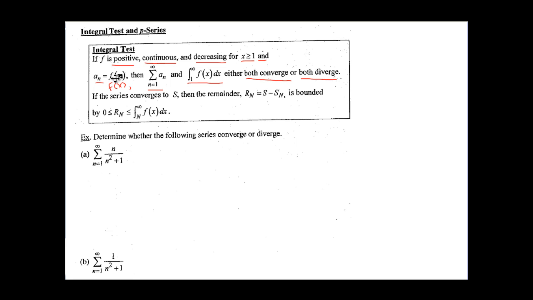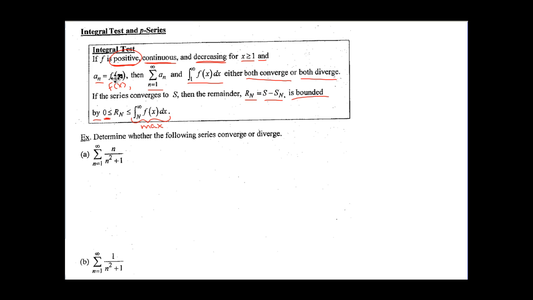If the series converges to s, then the remainder r sub n equals s, the actual answer, minus the partial sum, is bounded by 0 and the integral. So what this is saying is this is the maximum error we're going to have. And since the function is positive, continuous, and decreasing, we know that the remainder is going to be bigger than 0, mainly because it's positive.